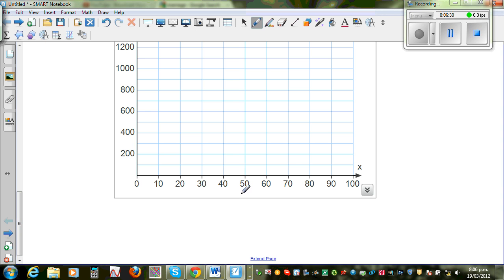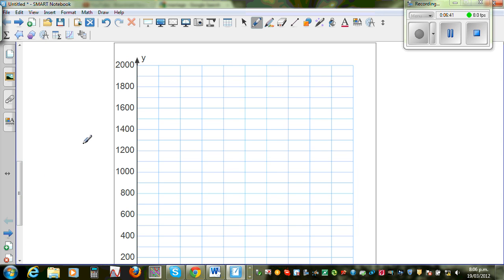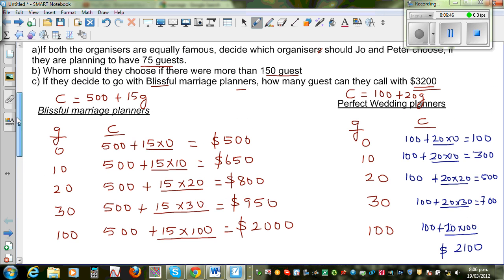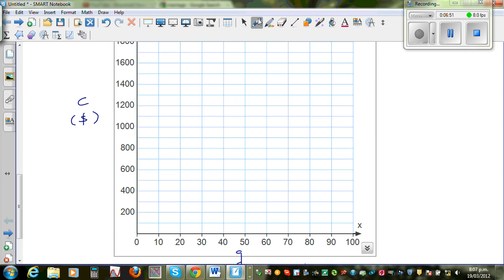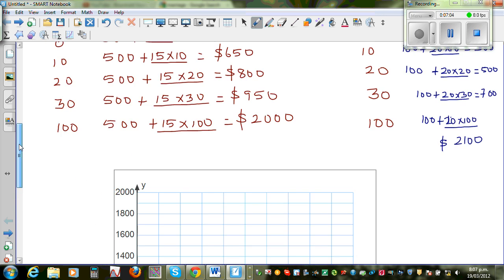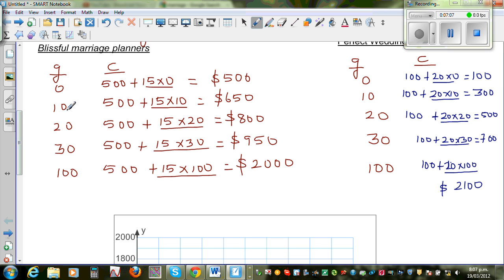I'll write G for number of guests. On the x-axis, we are taking the number of guests, G, and on the y-axis, we are taking cost, in dollars. So let us start with the blissful marriage. When it's zero, it is 500. So zero, 500. Let me use the brown color. This is going up in hundreds, so this is 400, so 500. I'll not plot all the points. Let us take, say, for 10, it is 650.